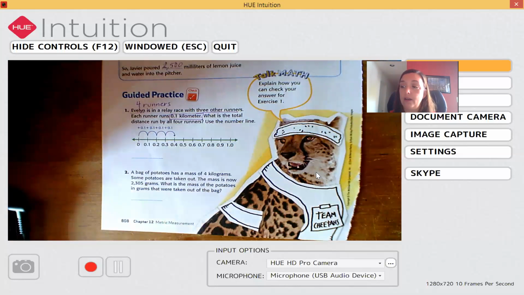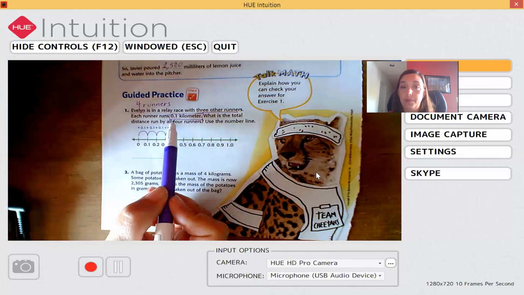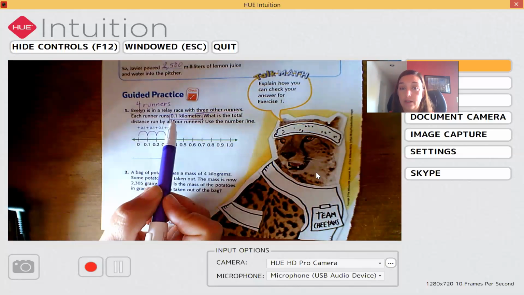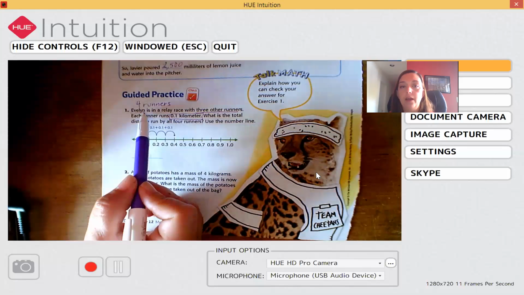So we can either add 1/10 of a kilometer plus 1/10 of a kilometer plus 1/10 of a kilometer plus 1/10 of a kilometer, or we can multiply 4 runners times 1/10 of a kilometer each.